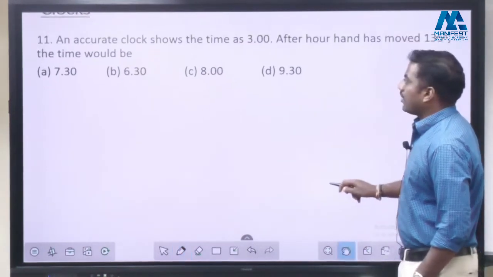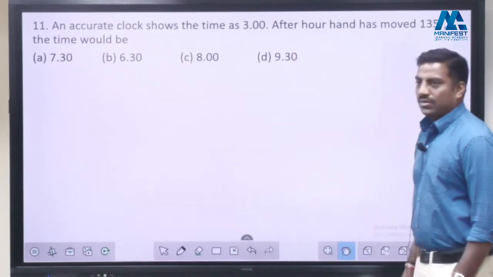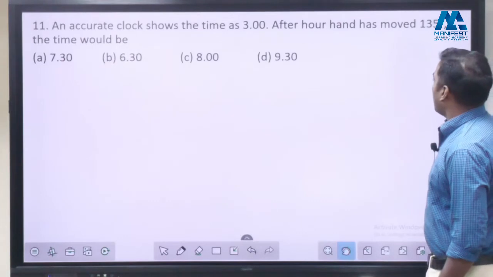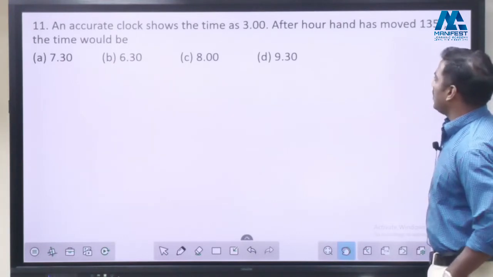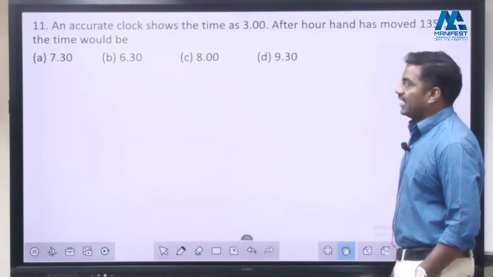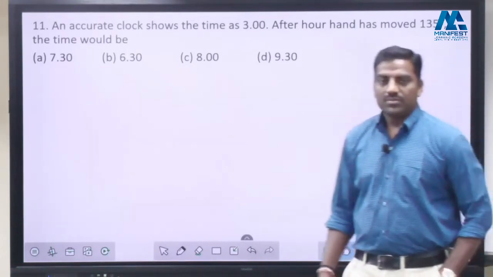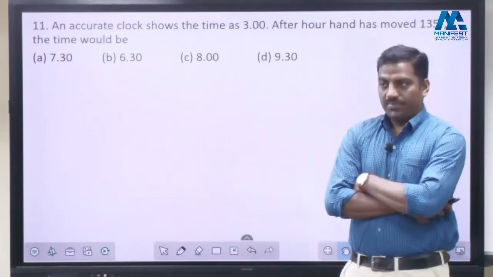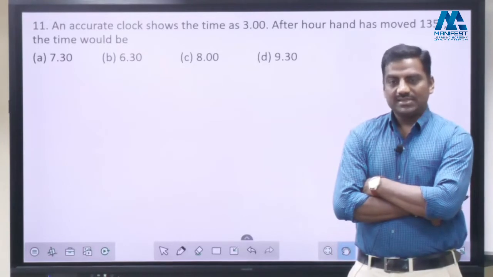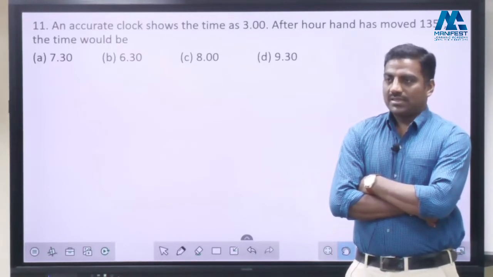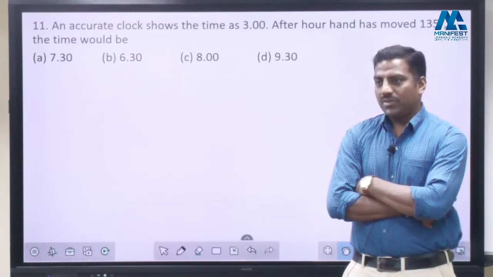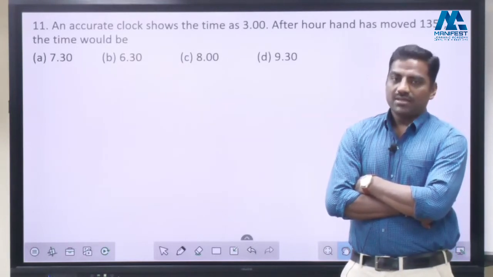Now, an accurate clock shows the time as 3. After our hand has moved 135 degrees. See, our hand has moved 135 degrees. The time would be? Every hour, the hour hand will move by how many degrees? 30 degrees. Yes. Another 30 degree, 2 hours. Another 30 degree, 3 hours. So 90 degree, 3 hours.